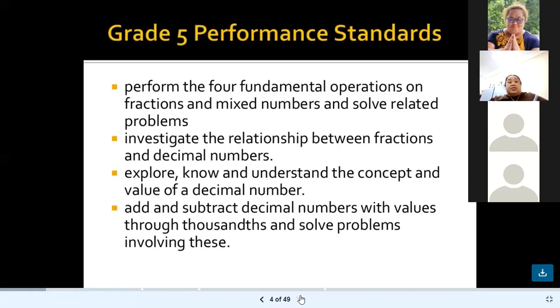Ma'am, please explain. Add and subtract decimal numbers with values through thousands and solve problems involving this. So, it says when you add and subtract, you know, it is decimal. Wait a moment, ma'am.